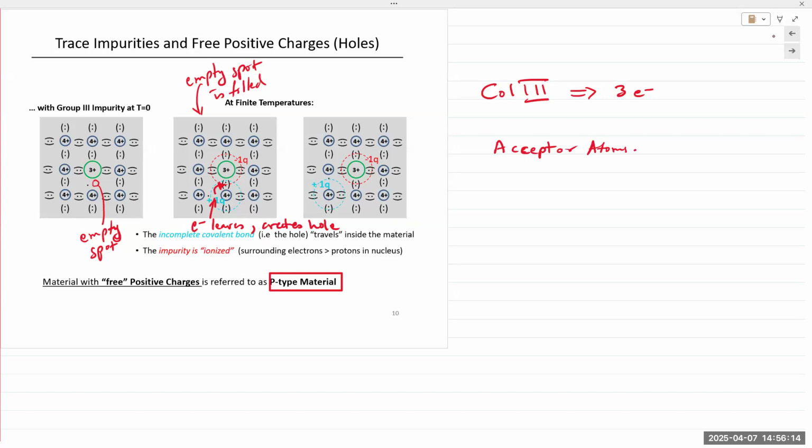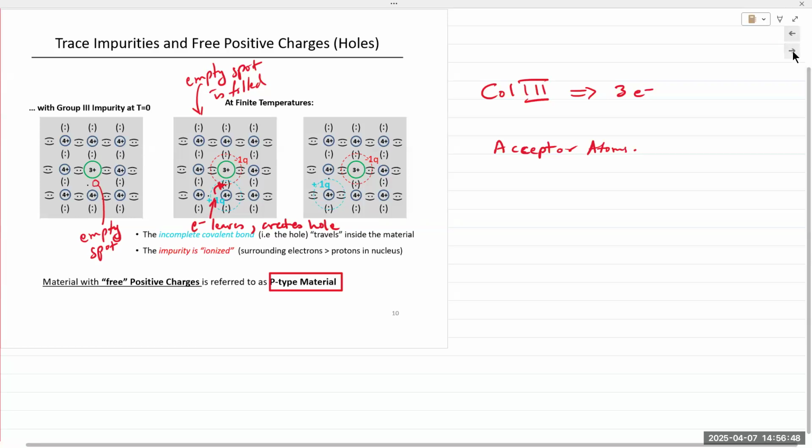And because they're accepting an extra electron, that electron is not balanced out by the nucleus. The nucleus has 3 positive charges, 3 electrons. You have 1 extra charge. So it's a negatively charged ionized acceptor atom. So donor and positive go together, and acceptor and negative go together. Okay. Acceptor atoms are negatively charged ionized atoms, and donor atoms are positively charged ionized atoms.